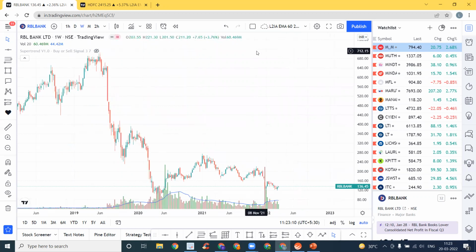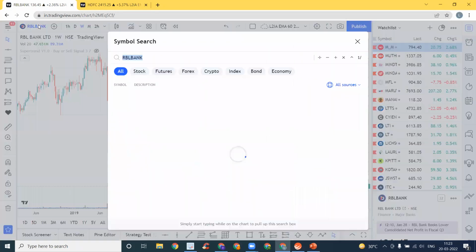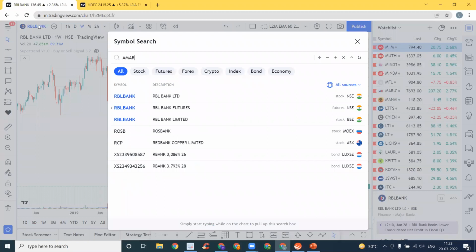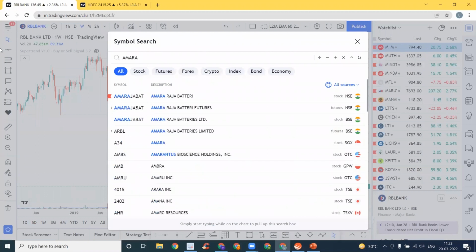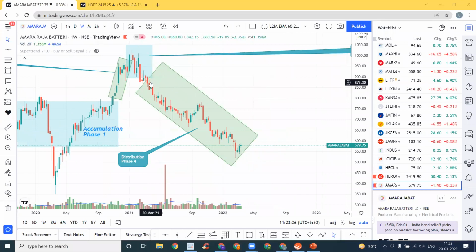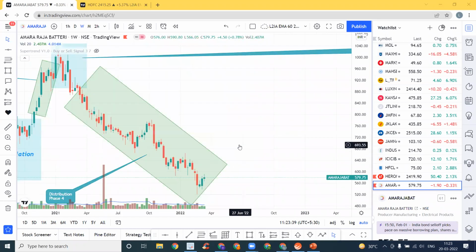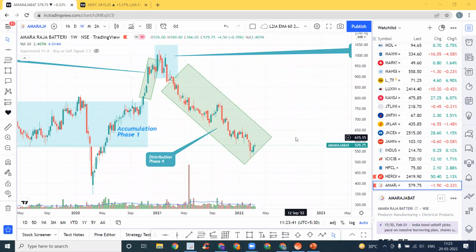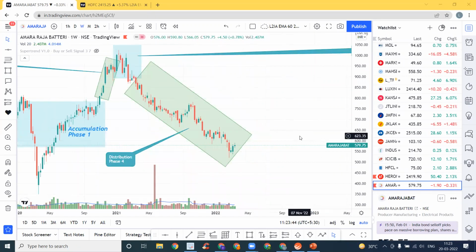So couple of them, and one more in the auto industry is Amar Raja Battery. Amar Raja Battery is a stock which can move. It can take about 6 months or so. This is the decline phase from where it went down. And recently, I have sold this stock because I'm finding this stock in the distribution phase. Normally, after the distribution phase, it will go into consolidation for a long period of time. So another 6 months, my money would have been blocked.